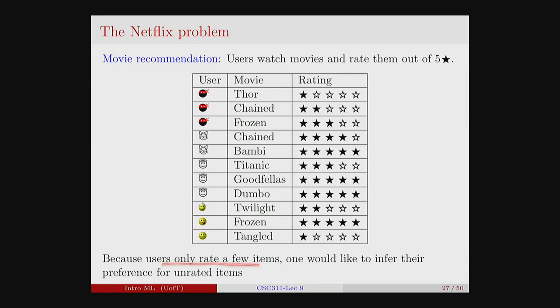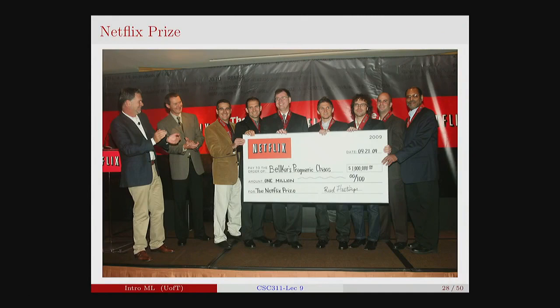Because users rate only a few items, so you or I might watch 10 movies in the course of a semester, we're not going to watch the entire catalog of Netflix and give it a rating. So Netflix only has access to a small subset of ratings that each user gives out to every movie. And it's not every movie, it's the movies that they actually watched. And so they wanted to solve this problem of how do I get a recommender system going when my data is half missing.